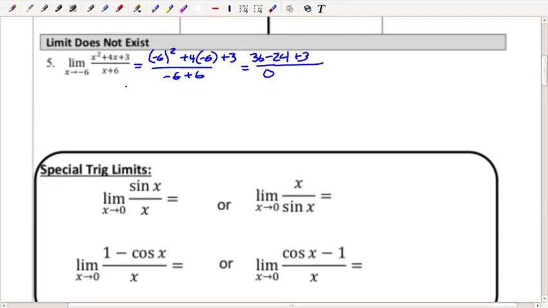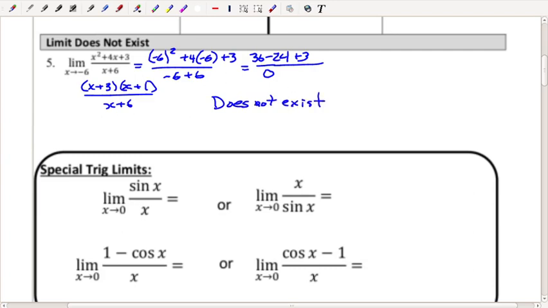And if I was going to try the factor and cancel thing, I would try factor the top, and I'd get x plus 3 and x plus 1 over x plus 6. Nothing cancels. And I can also see, looking at this, that I'm not going to get a 0 from either of these factors when I plug in the -6. So what I've got here in this case is limit does not exist.